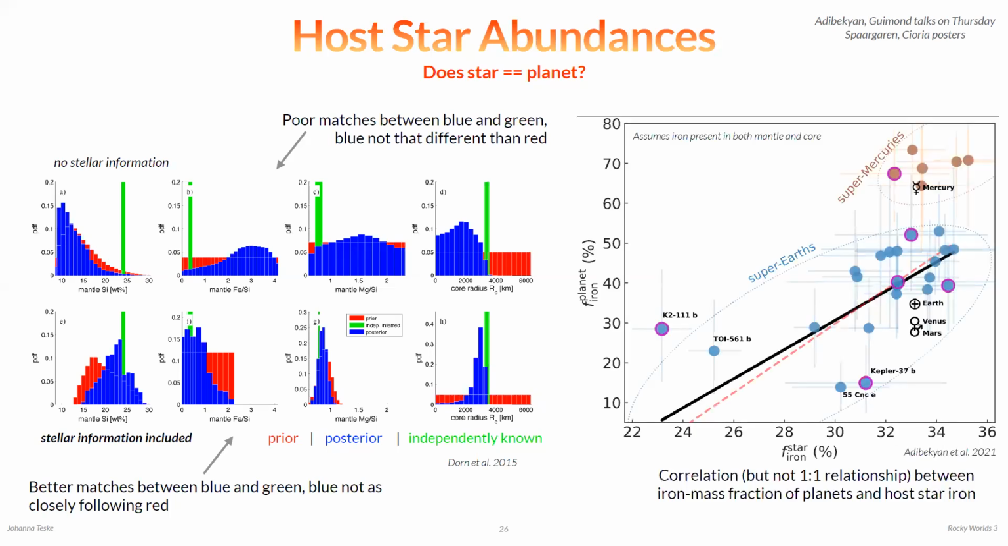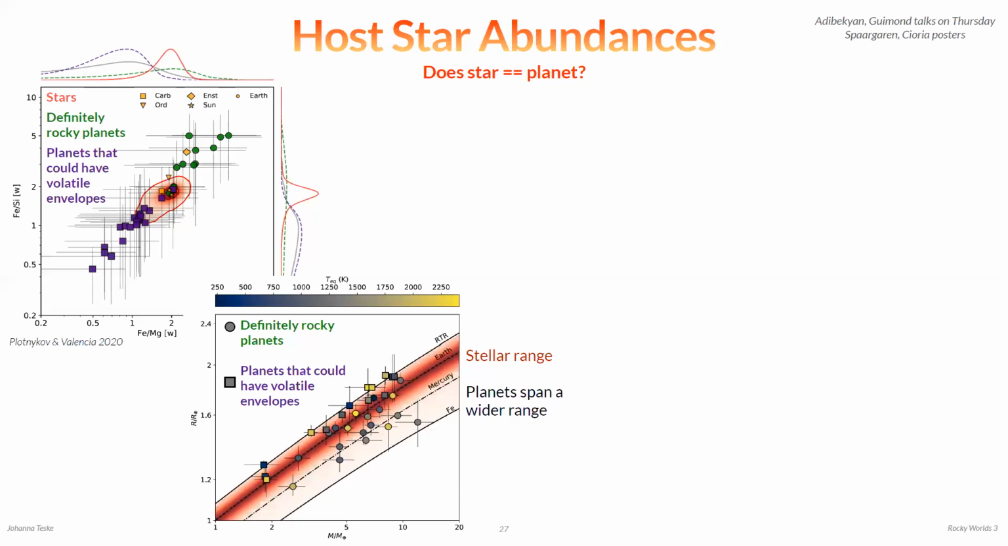And I think we'll also hear perhaps more about this week as well. Adibekyan et al. from 2021 found, with a model of the planet iron composition versus a stellar iron composition, that there's not a one-to-one correlation, but some correlation between these two quantities. However, using a slightly more layered model for the planet composition, Plotnykov and Valencia actually made a model where they can sort of switch back and forth between using a stellar composition and a planet composition so that they can be equally comparable.